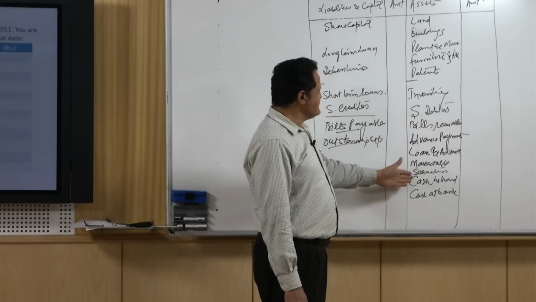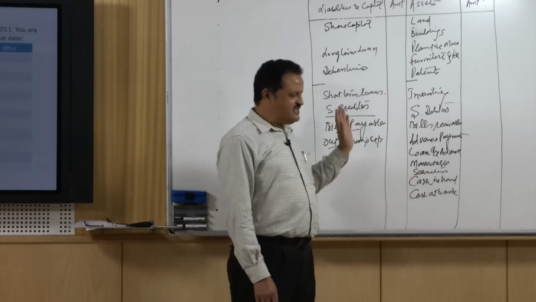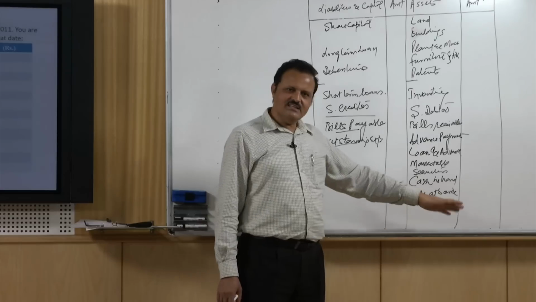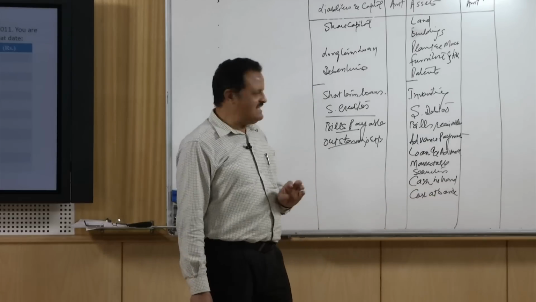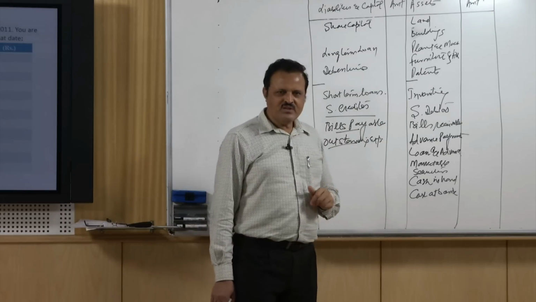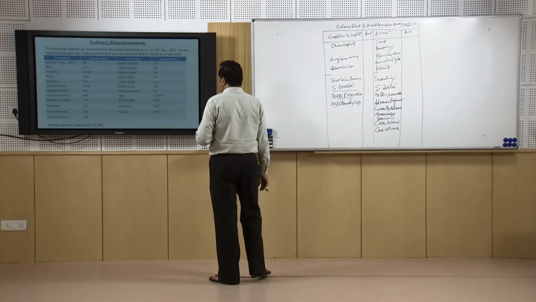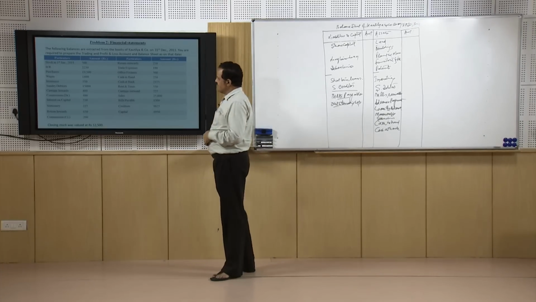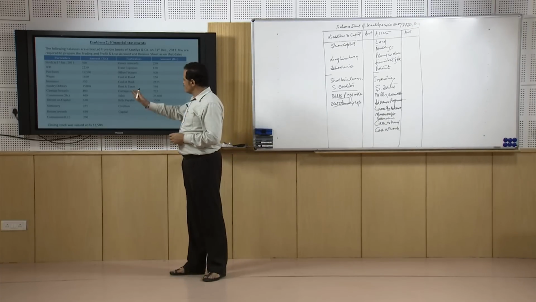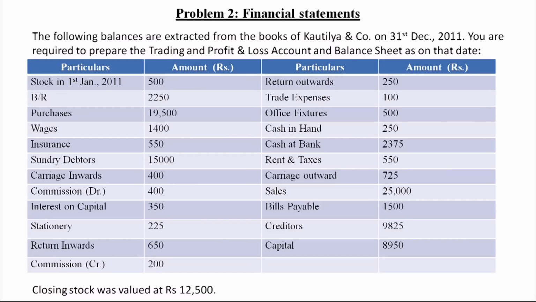So it means the assets and the liabilities: assets on this side, liabilities on this side, and at the end of the day this document should be a balanced document, both the sides should be equal, right. Now we will prepare the balance sheet for this company, Kautilya and Company, and see what the total information is here, and we have to take that information to the balance sheet.